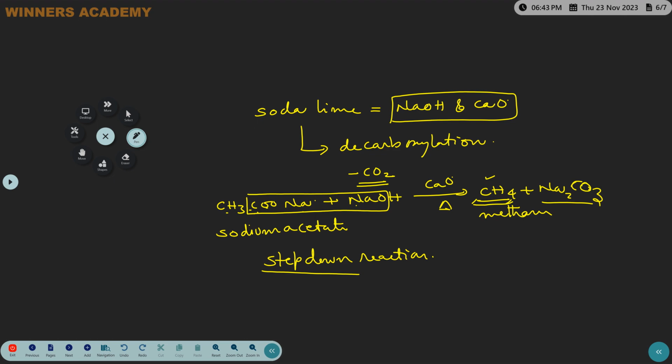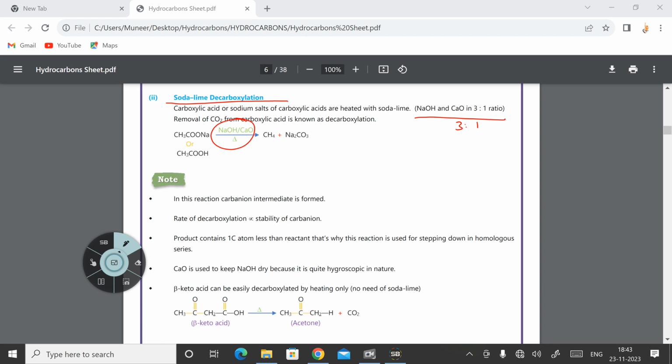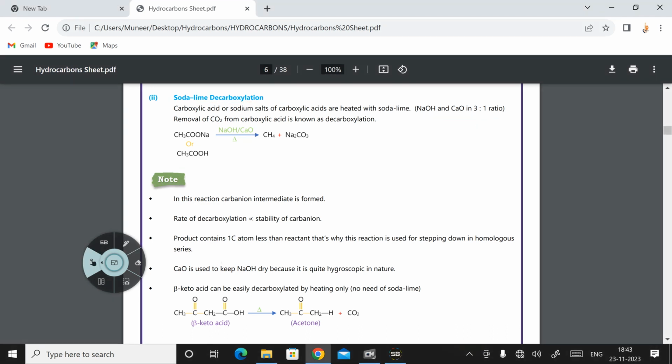Okay, so like that. This is soda lime decarboxylation. NaOH plus CaO, a mixture of NaOH and CaO in a 3:1 ratio. Okay, that is soda lime.